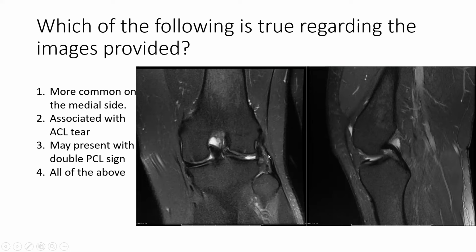Bucket handle tears are more commonly seen on the medial meniscus, and they are associated with ACL tears, we know, or ACL reconstructed knees. They can also present with joint locking clinically, and bucket handle tears of the medial meniscus present with double PCL sign. Therefore, my answer is all of the above. Knee injuries, meniscus injuries, ligament injuries, collateral ligament injuries are high yield for board exams, high yield for core exams. I also ask you to go through the signs once.